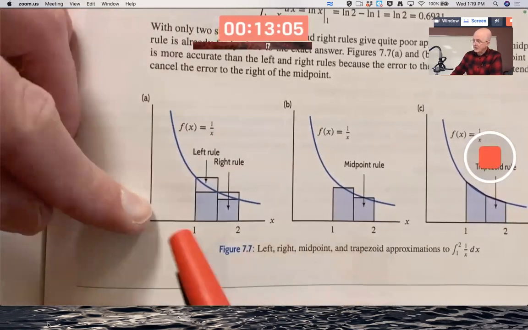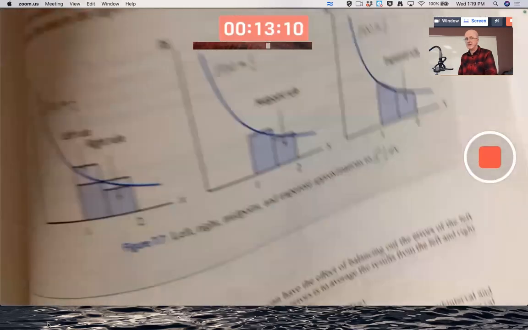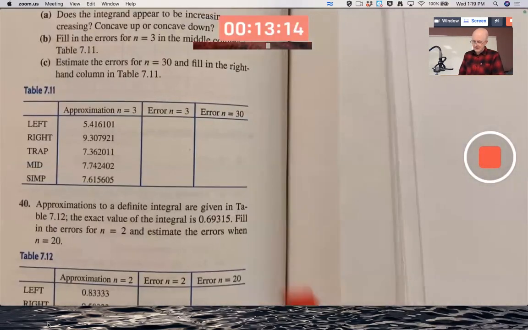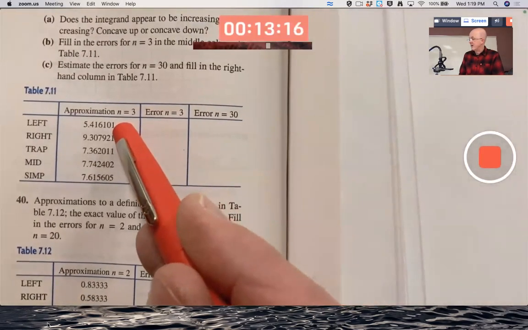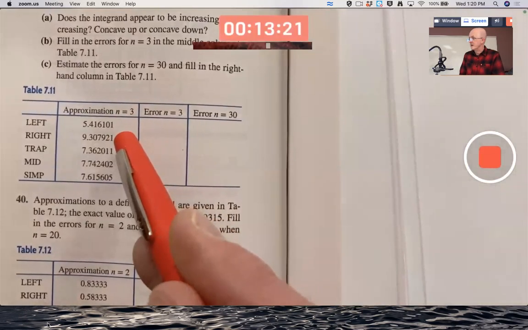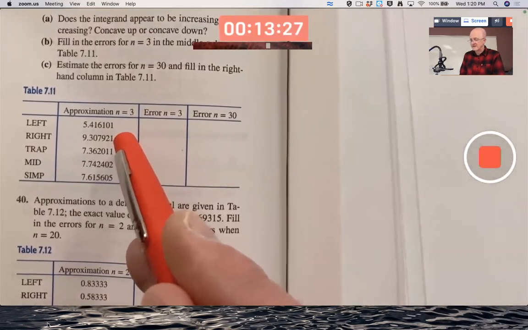It reverses when the function is increasing. Left-hand rule is too small, right-hand rule is too big. You can see this function appears to be increasing. The left-hand rule is too small, the right-hand rule is too big. Not a guarantee, but that's what it appears to be. That's why they phrase it the way that they do.